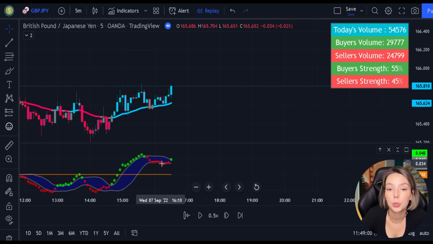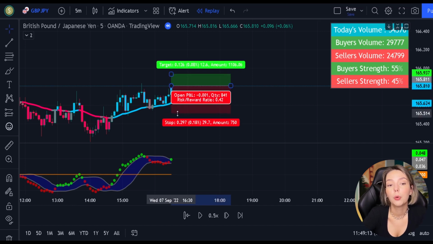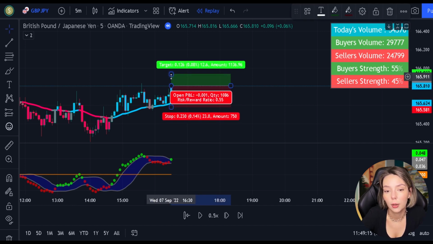And finally, we are going to be looking at the volume indicator for a sufficient buyer's trend. If this trend is over 50, we can confidently enter a long position. The stop loss can be set either at the EMA or at the recent swing low, and we're going to be targeting 1.5 times the risk.